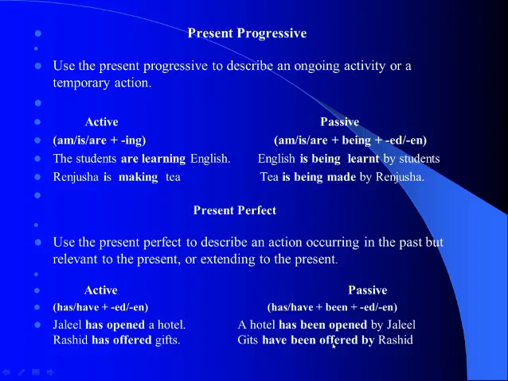Gifts have been offered. What is the difference? Here also "has", here also "has". In both sentences you can see the word "has". But here it has become "has been", and here it has become "have been". How? This is the thing that you should remember every time while you are transforming, while you are changing an active voice into passive. What is the difference? Here how are we getting it?